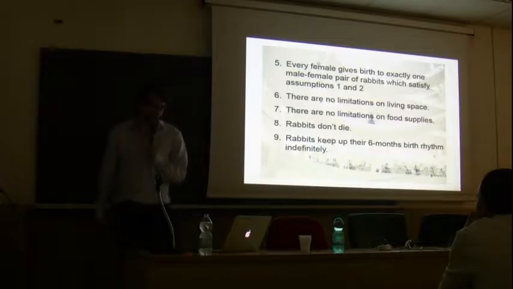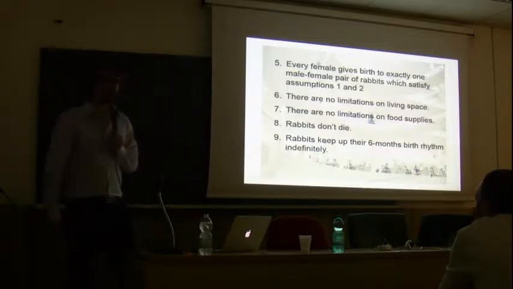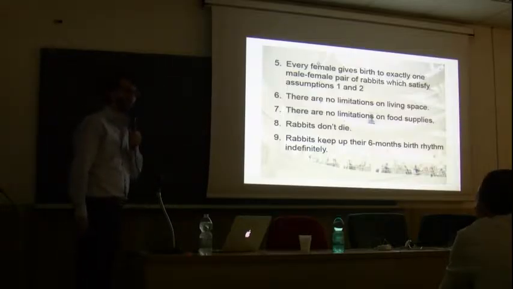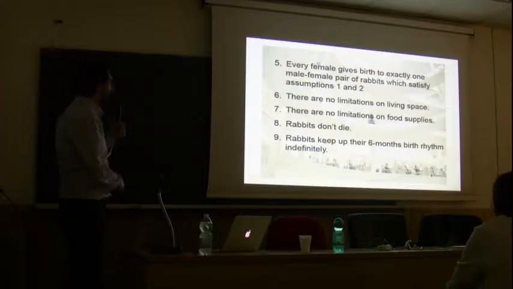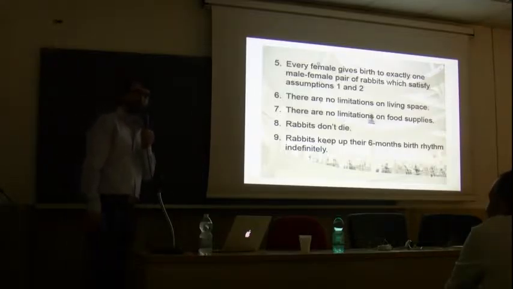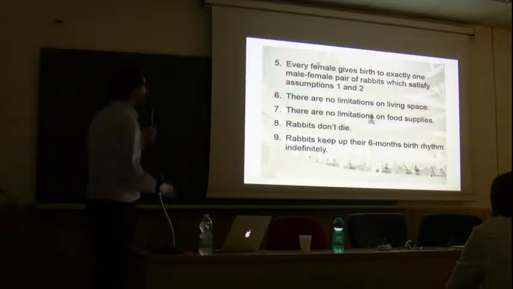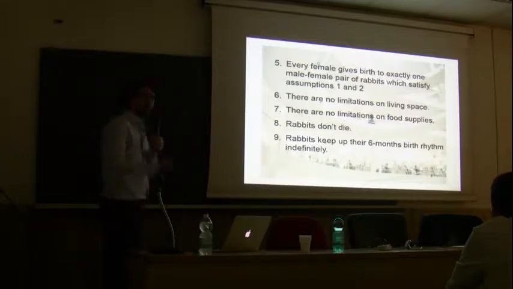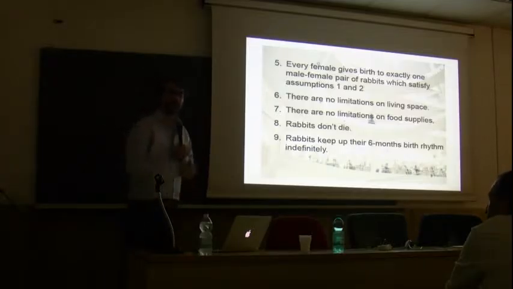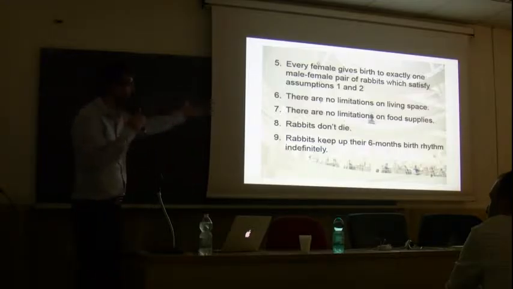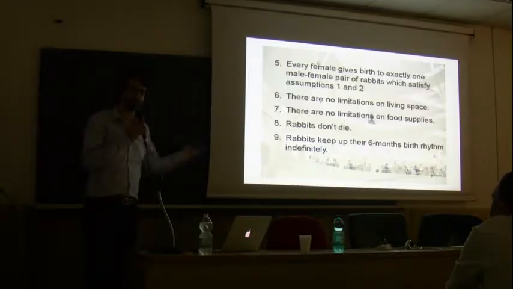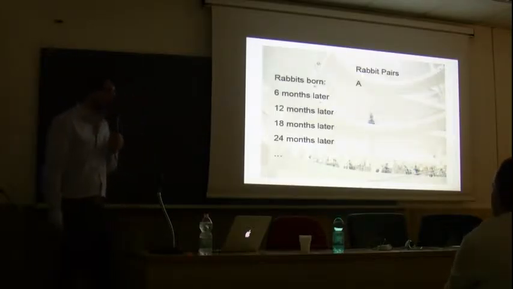There's no limitation on food supplies. And then you assume that your rabbits never die. So that you have reached immortality, at least with the rabbits. And they keep up their 6 months birth rhythm indefinitely. So you say, look, I'm making these assumptions, and under these assumptions, I can now answer the questions you brought up before. But here is how it goes.